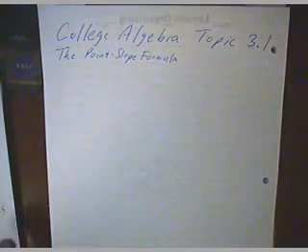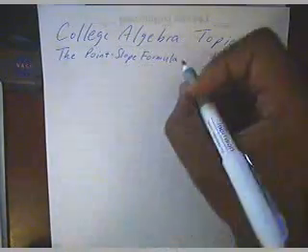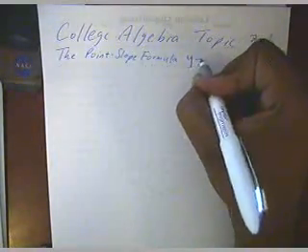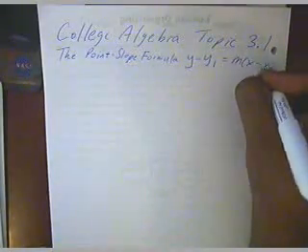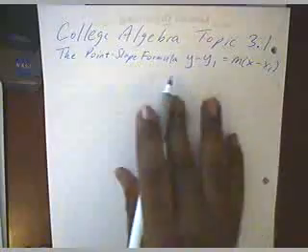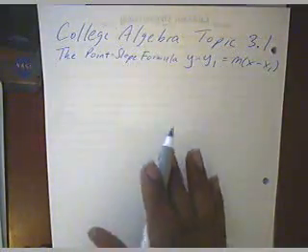College Algebra, Topic 3.1, the point-slope formula. The point-slope formula is y minus y1 equals m times x minus x1. The purpose of this point-slope formula is to give us linear equations when given a point and a slope.